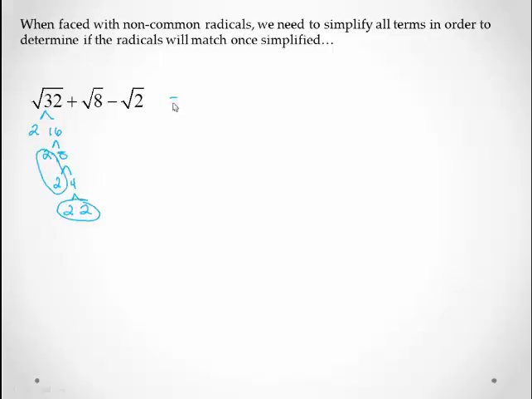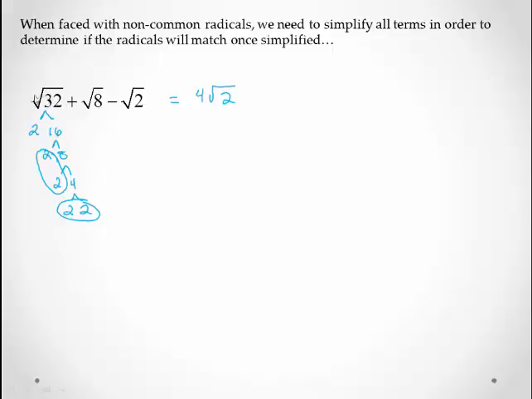Okay. Now when we are faced with non-common radicals, we're going to simplify them to see if we can get them to match. So here I have an 8, a 32, and a 2. None of these match, so I need to simplify them and see if I can do anything to get them to match. So 32, remember, was 2 times 16, and 16 was 2 times 8, and 8 was 2 times 4, and 4 was 2 times 2, giving me 2 pairs and a leftover 2. So that was going to give me 4 root 2.